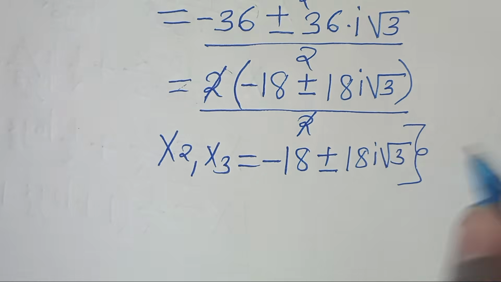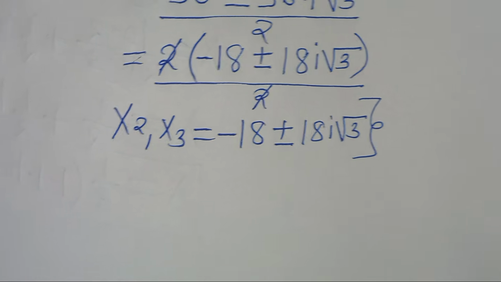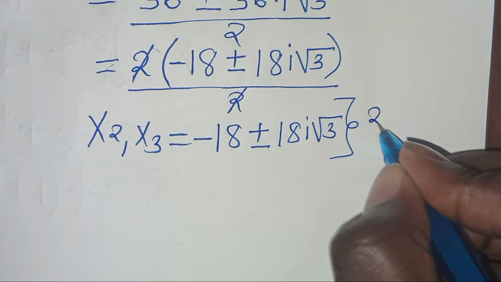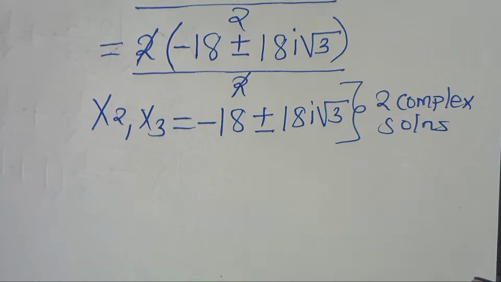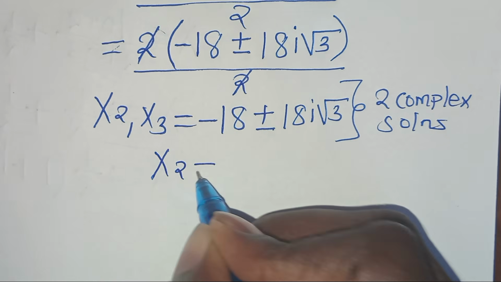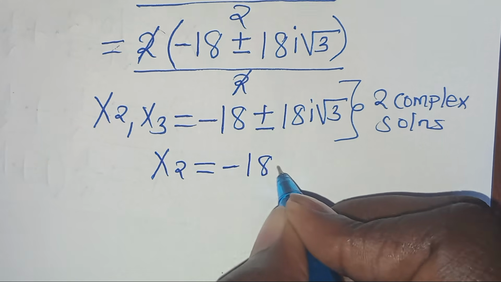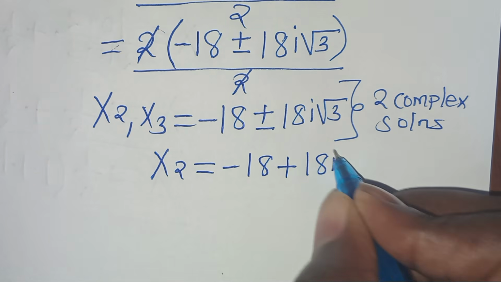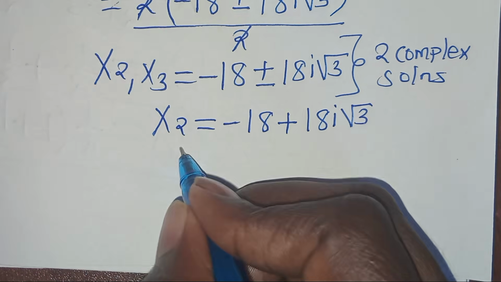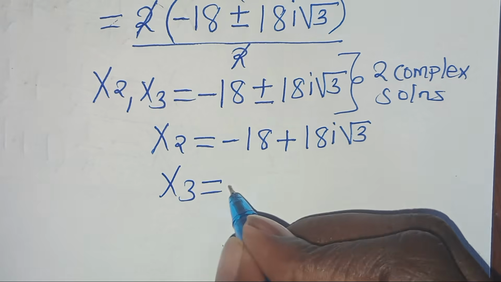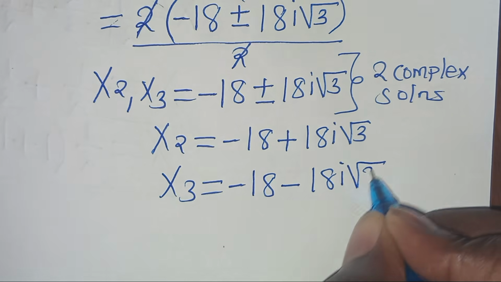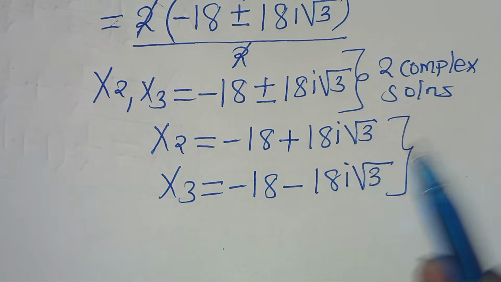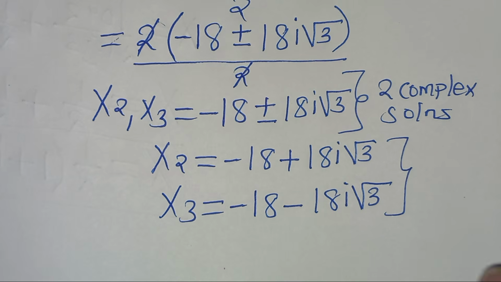So we find that these are two complex solutions. So we have x2, this is equal to negative 18 plus 18i square root of 3, and we have x3, this is equal to negative 18, subtract 18i square root of 3. So these are two complex solutions, and we have only one real solution here, which is x1, and this is equal to 36.